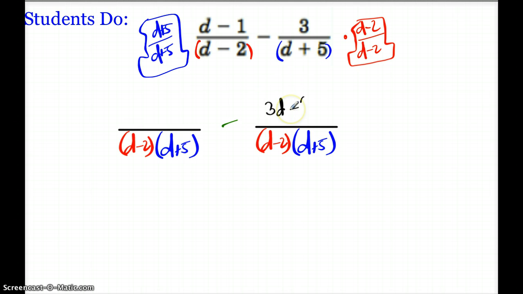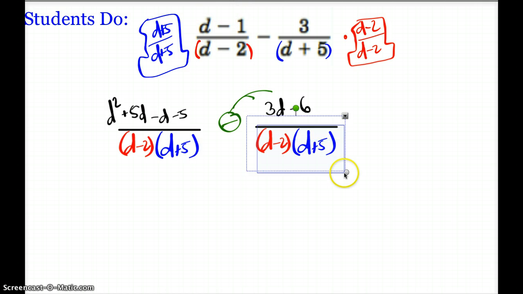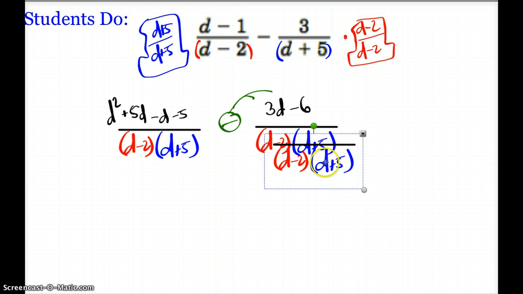3d minus 6. And on the left side, I'll get d squared plus 5d, and then negative d minus 5. I'll distribute this negative to everything behind, and then we'll get, let's see, this one. Here's our answer coming up.